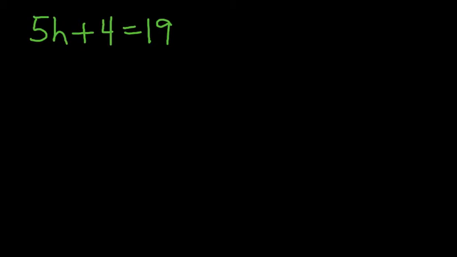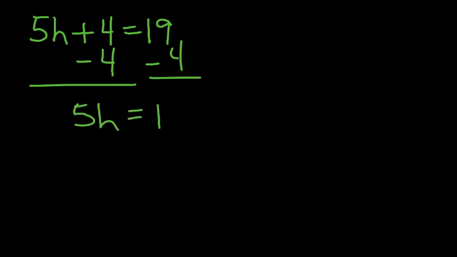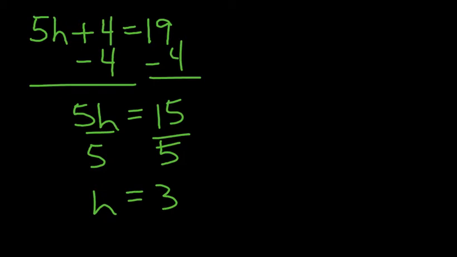Okay, so I've got plus 4. The opposite is minus 4. So I'm going to subtract 4 from both sides. That leaves me 5h equals 15. Now I get to multiply or divide. Well, since 5 and h are already multiplying and I want to do the opposite, I'm going to divide. So h equals 3.